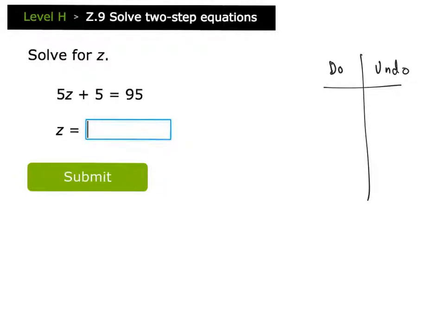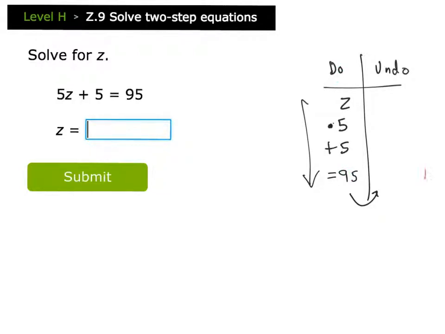So we're going to start with this equation with the variable z. The first thing that was done was we multiplied by 5, and then after that we added 5. And the result that we got was 95. So we'll say that I took z, multiplied by 5, added 5, and got 95. So we'll move that over and say, all right, this is what we did to the variable z. So this is the do part. Now we're going to do the undo part.